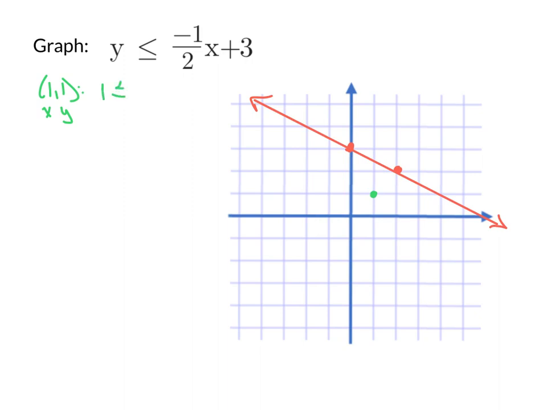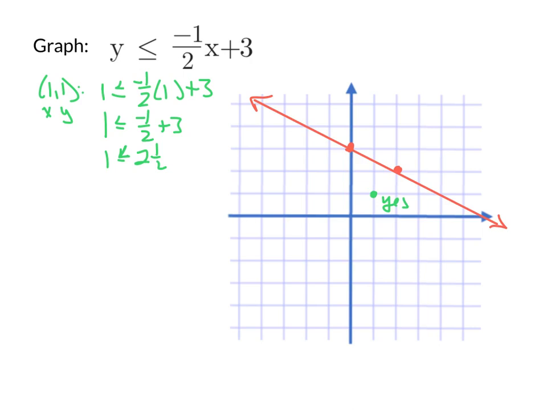So y is 1, less than or equal to negative 1/2 times x plus 3, where x is 1, and we try and simplify the right-hand side. So negative 1/2 times 1 is negative 1/2, and negative 1/2 plus 3, or 3 minus 1/2, is 2.5. So, is 1 less than 2.5? Yes. So that point is true.